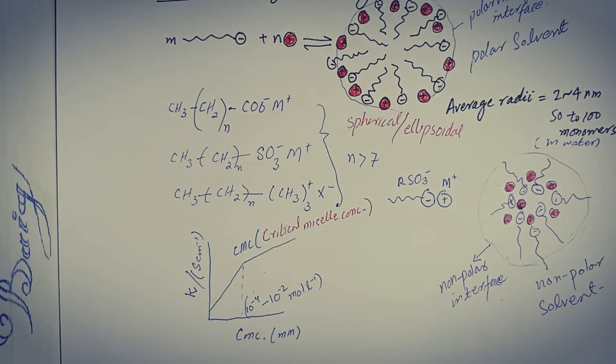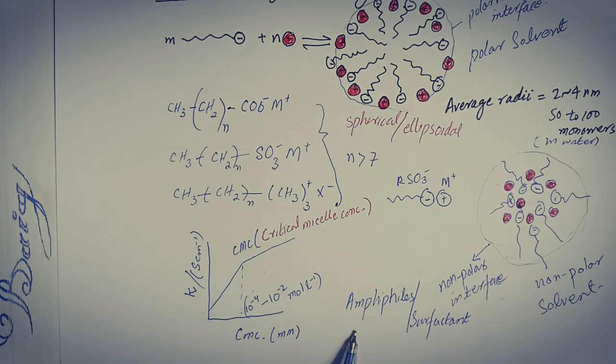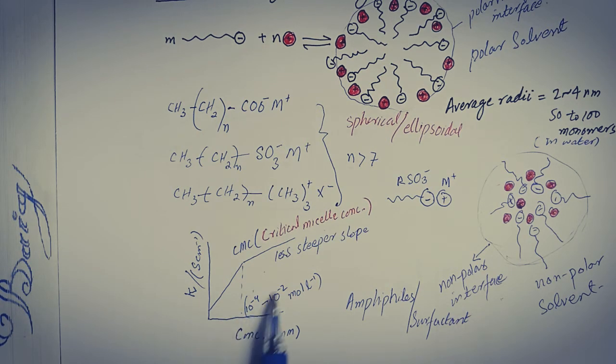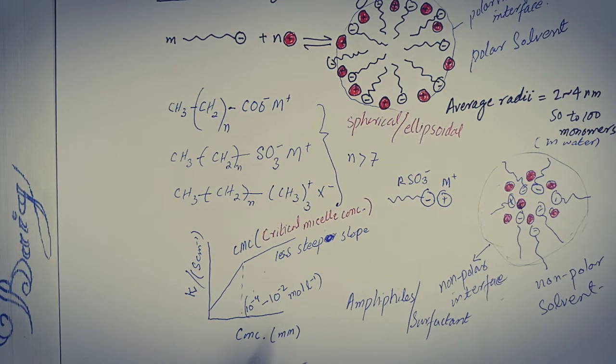concentration of the solution. And at this point, which is known as CMC or critical micelle concentration, spherical aggregates are formed, and by increasing the concentration of the amphiphilic molecules, known as amphiphiles or the surfactant, the concentration variation is showing a less steep slope as compared to the steeper slope that is observed before the formation of micelles.